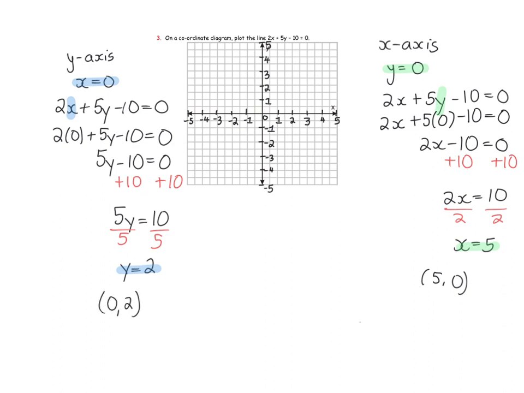Finally then, we just need to plot these on the coordinate plane. So the first point we have is 0, 2, so that's going to be here on the coordinate plane. And then the second point we have is 5, 0, and that's going to be here on the coordinate plane. The final thing we need to do, and you will do this with your ruler, is just join the 2 points together, and then they continue out either side, and that's the line drawn.